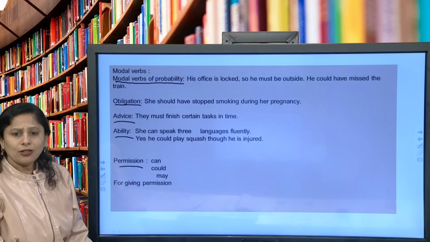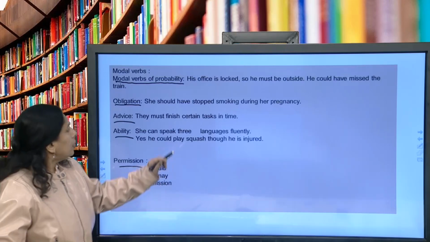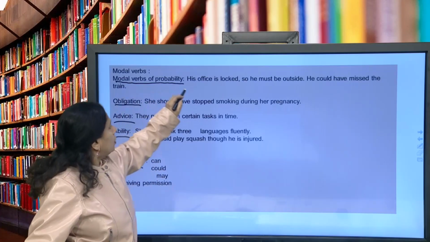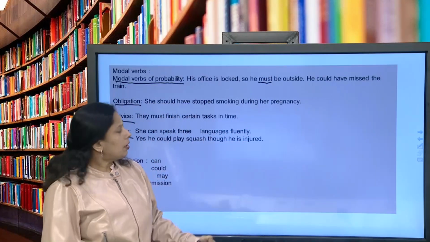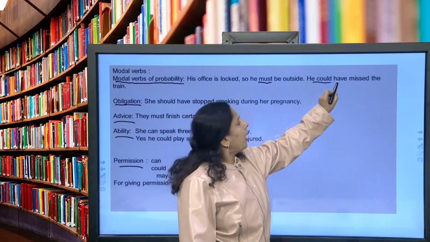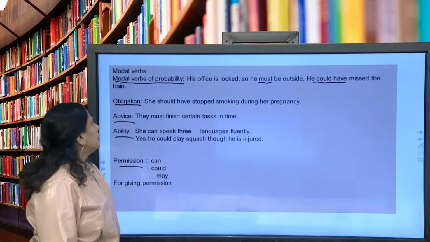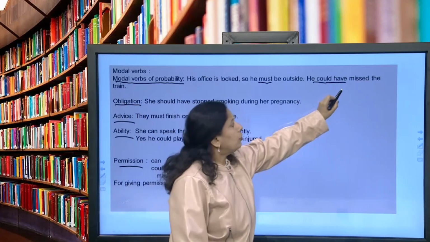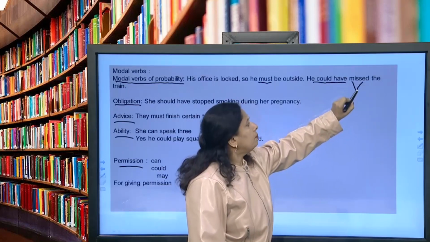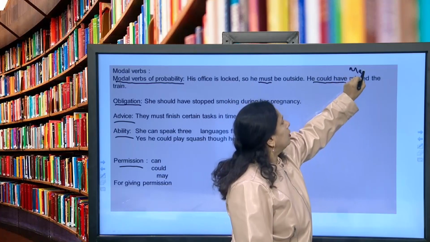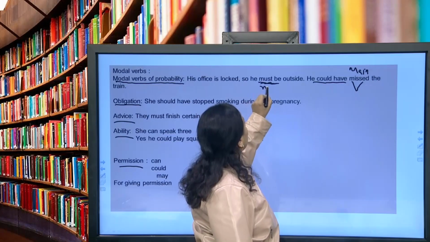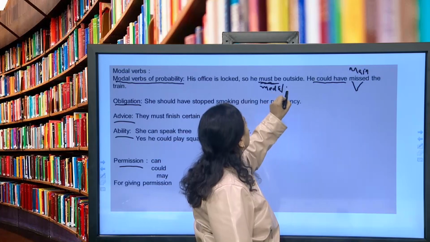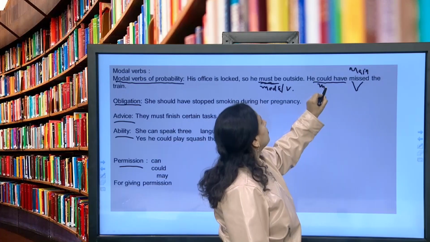His office is locked, so he must be outside. He could have missed the train. Here you can see that the modal verb is "must be" in "he must be outside." Another modal verb is "could have" in "missed the train." Missed is not a modal verb, it's the main verb. Must be is a modal verb. Could have is a modal verb.